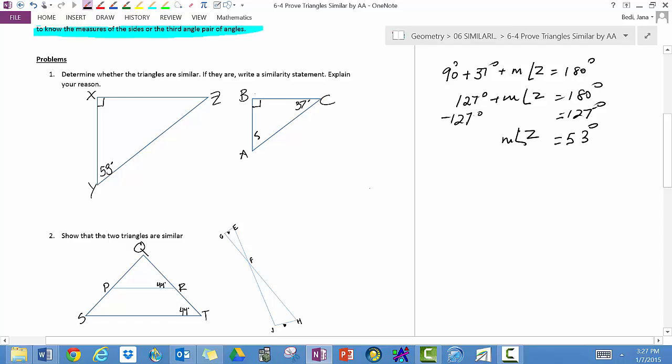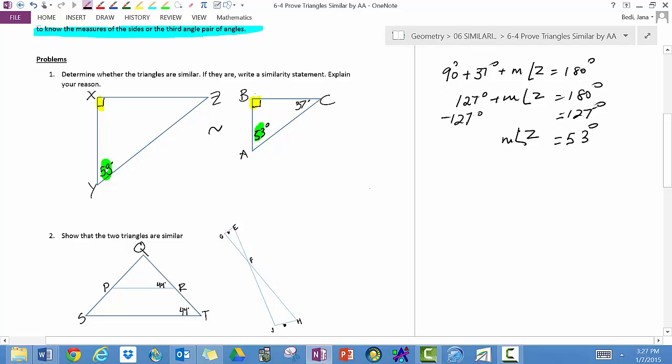So I'm going to mark this here. This is 53 degrees. Aha! Now I have my two congruent angles. Let me just highlight those, this one and this one. And then I have that one and that one. So the two triangles are now similar by AA.